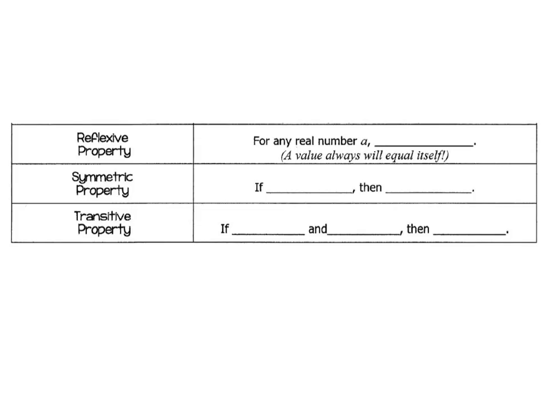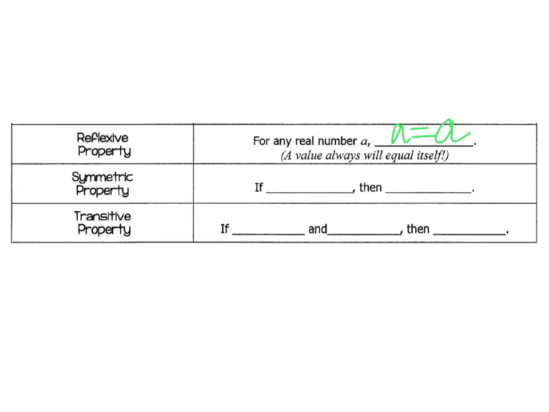All right, so these last three might be a little bit new, or we just might have never given a name to them before. So let's go through them. Reflexive property. For any real number A, A always equals A. So a value will always equal itself.